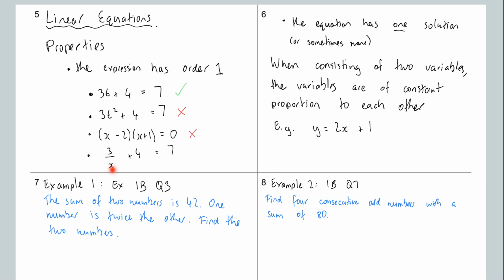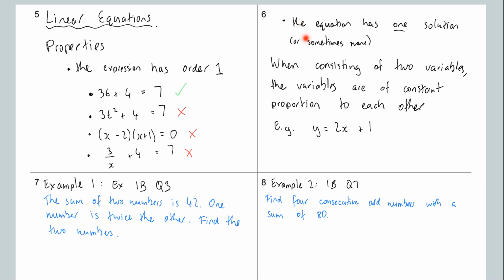This one similarly kind of looks like it might be a linear equation, but because the x is on a denominator here, if you remember your basic index laws, that would actually make it 3x to the power of -1 here. So that is not linear either. So you've got to be very careful that it has to fit a very specific pattern to make it equal to a linear equation. So that's the first property.